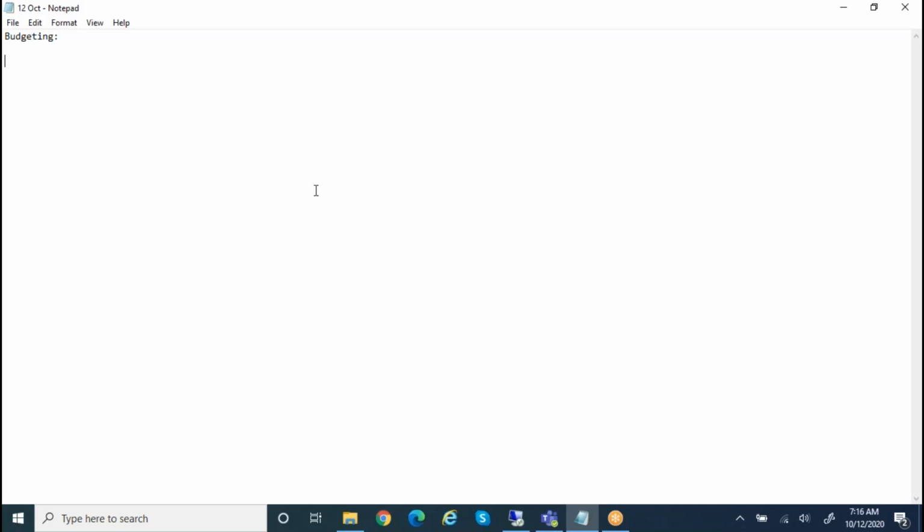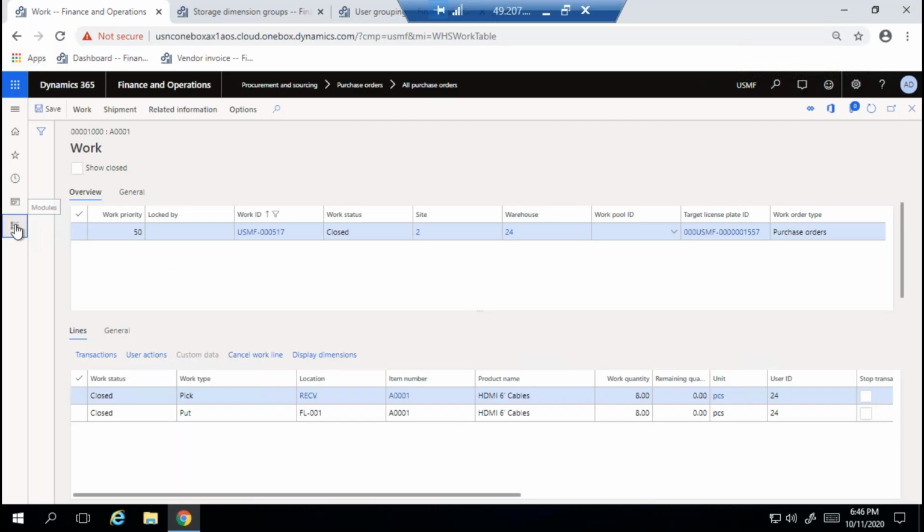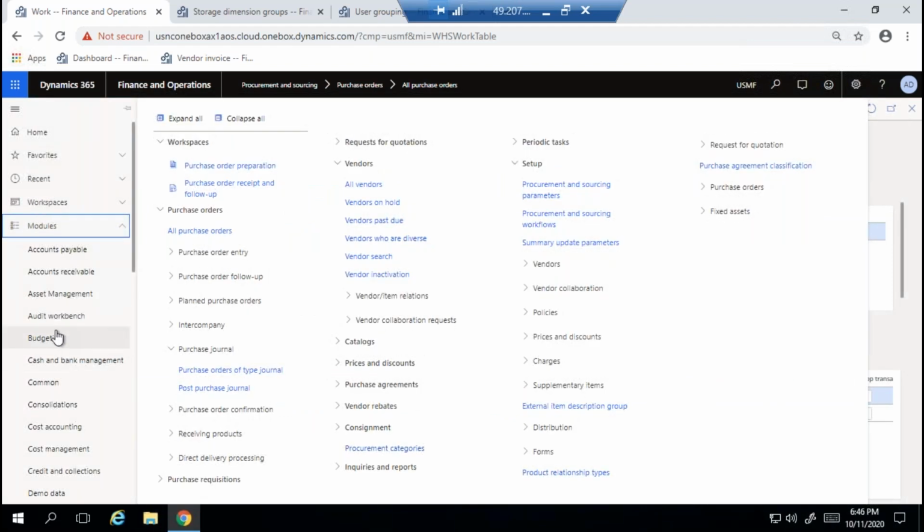Okay, so budgeting. Today we are going to discuss the budgeting module. So what is budgeting? Budgeting is planning. It's a kind of planning of your expenditure. In the system, the normal budgeting module is available. Whatever is available in the system, it is budgeting.